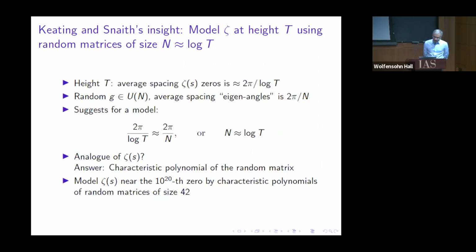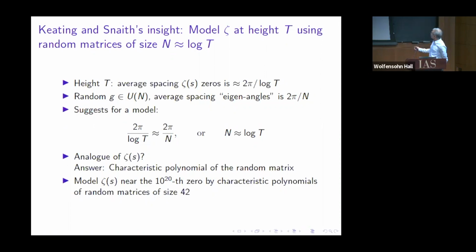This brings us to the insight that Keating and Snaith had in 1998, which is that perhaps not just the zeros of the zeta function, but also other properties of the zeta function could also be modeled at height t using random matrices. And the key new point is that you can say something about the size of the matrix. Instead of just saying t goes to infinity and n goes to infinity, you can try to make a relationship between n and t.